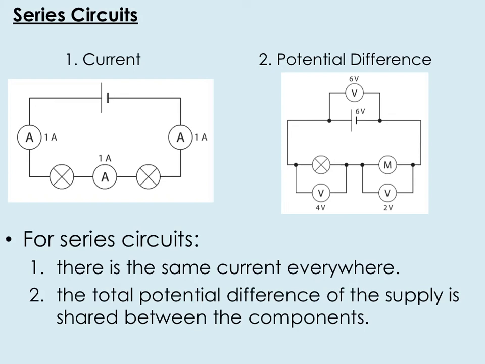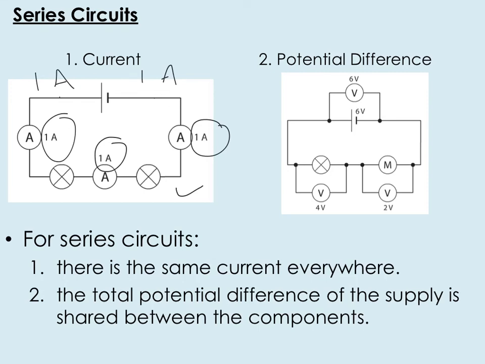The thing you need to know for a series circuit is that the current is the same everywhere. So you can see in the series circuit number 1, we've got 1 amp here, 1 amp there, 1 amp there. If I was to put an ammeter anywhere else, it would always read 1 amp because the current is the same everywhere. Remember, current is the rate of flow of charge, which basically means the number of electrons passing a fixed point in a given time period. So because the electrons have got nowhere else to go, the current is always going to be the same.